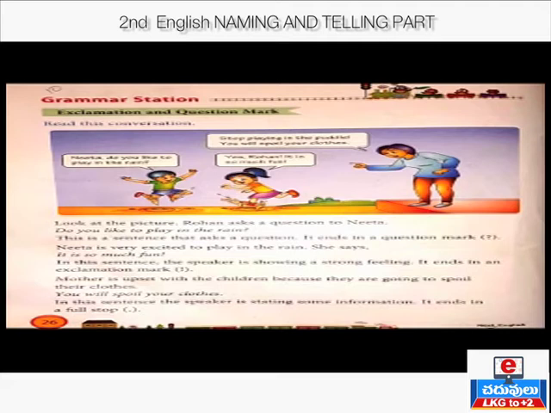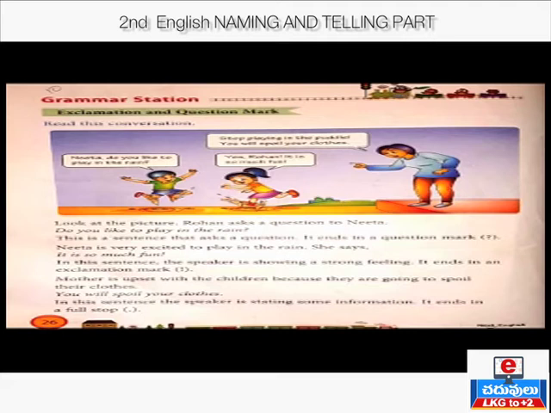Neeta, do you like to play in the rain? And the girl is saying like this, yes, Rohan, it is so much fun. And the woman is saying like this, stop playing in the puddle. You will spoil your clothes. What is she saying? Stop playing in the puddle. You will spoil your clothes. Children, look at this picture. Rohan asks a question to Neeta.